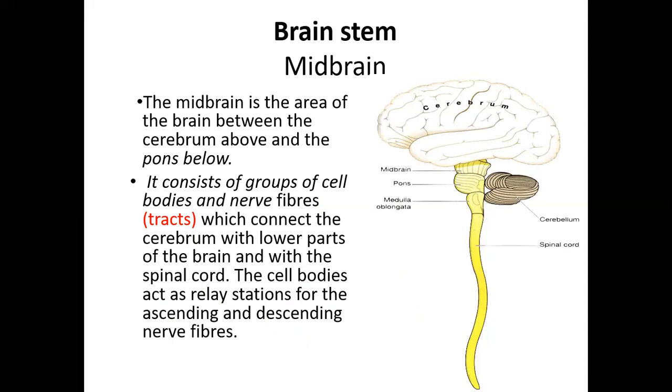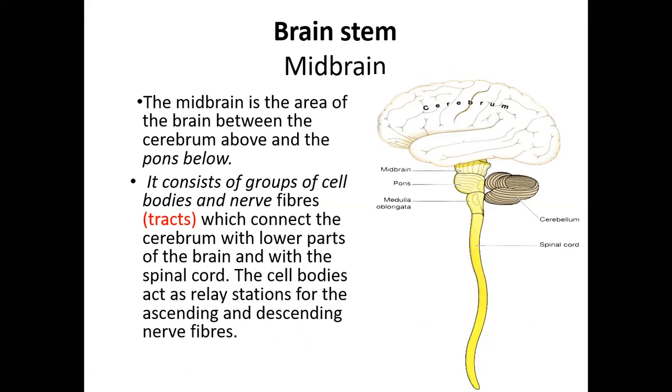Then going to the midbrain, pons, and medulla oblongata, that is the part of the brain stem. The first part of the brain stem will be the midbrain. The midbrain is the area of the brain between the cerebrum above and the pons below. If you see here, above is the cerebrum and below is the pons. In between, whatever structure is there, that is called the midbrain.